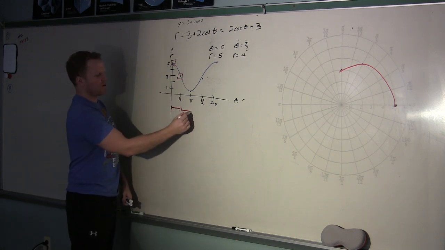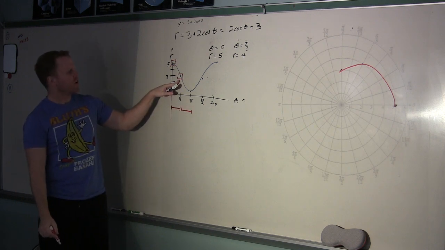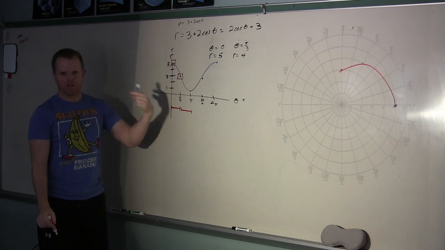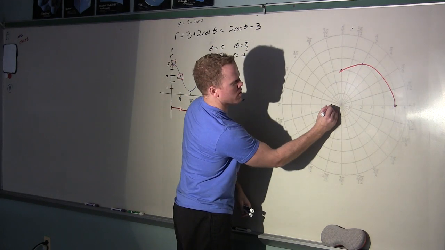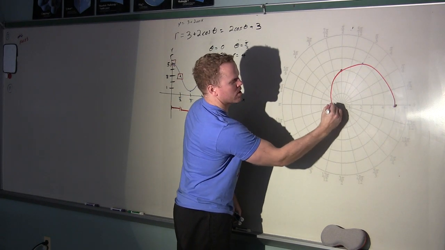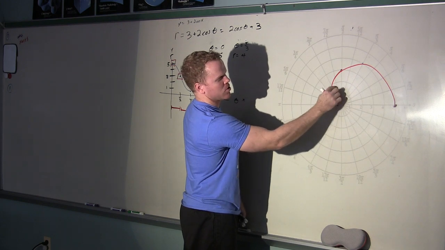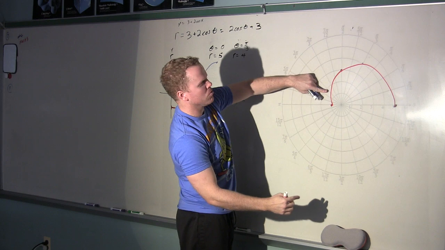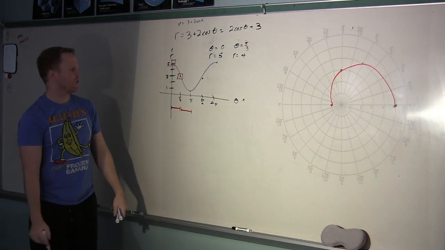And then I can see here, between pi over 2 and pi, that as theta gets bigger, r just gets smaller and smaller. So that means closer and closer until at pi, we're just 1 unit away. So here this is 2.5 units away, 2, 1.5, 1. r just got smaller and smaller.